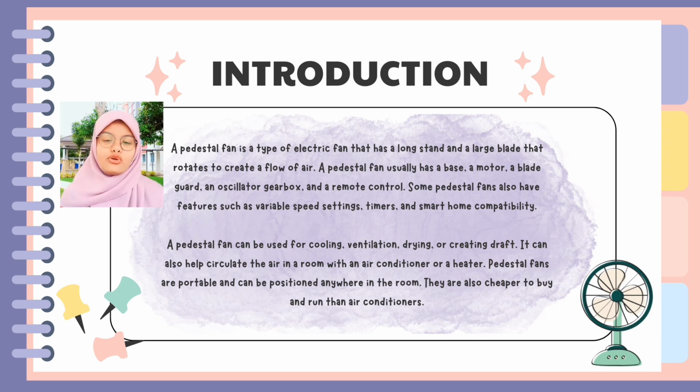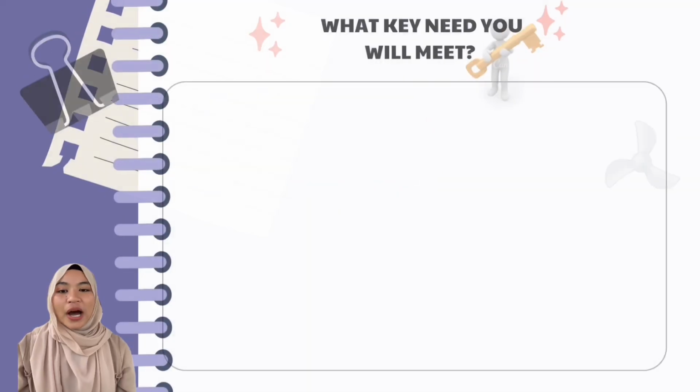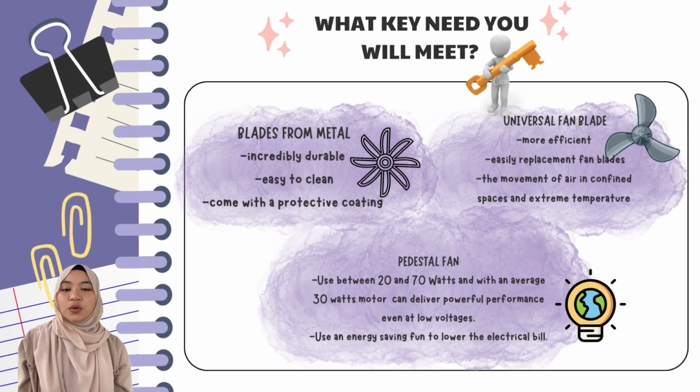A pedestal fan can be used for cooling, ventilation, drying, or creating a draft. It can also help circulate the air in a room with an air conditioner or air heater. Pedestal fans are portable and can be positioned anywhere in the room. They are also cheaper to buy and run than air conditioners. Now I will explain what key needs it will meet.